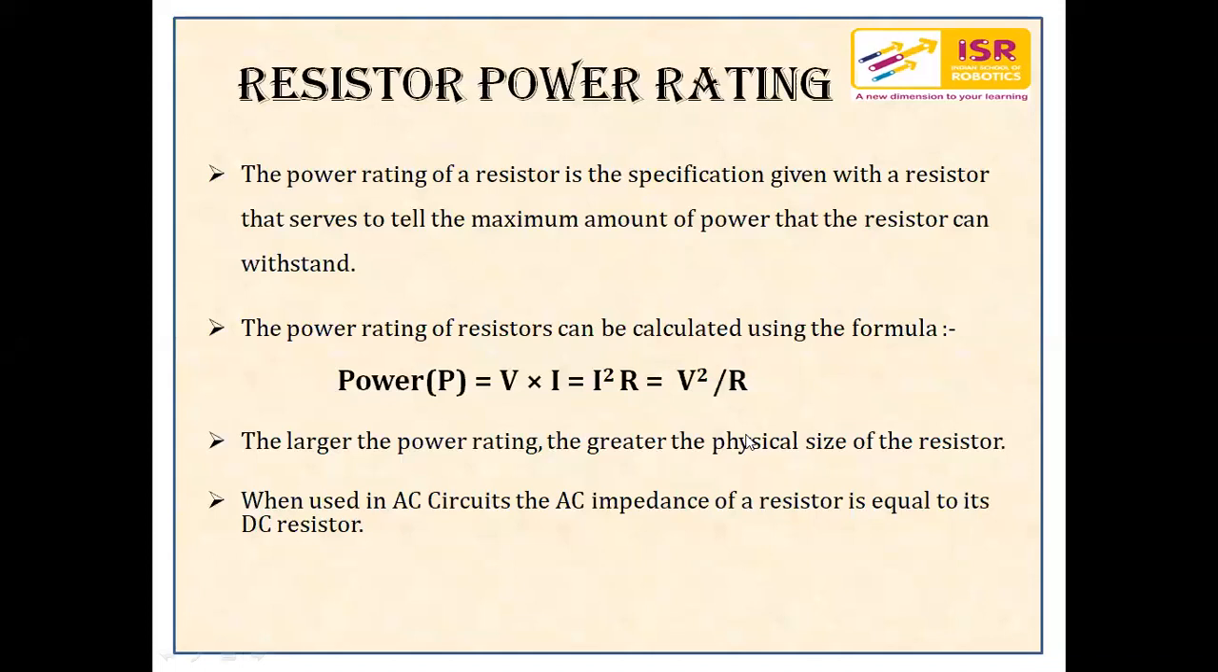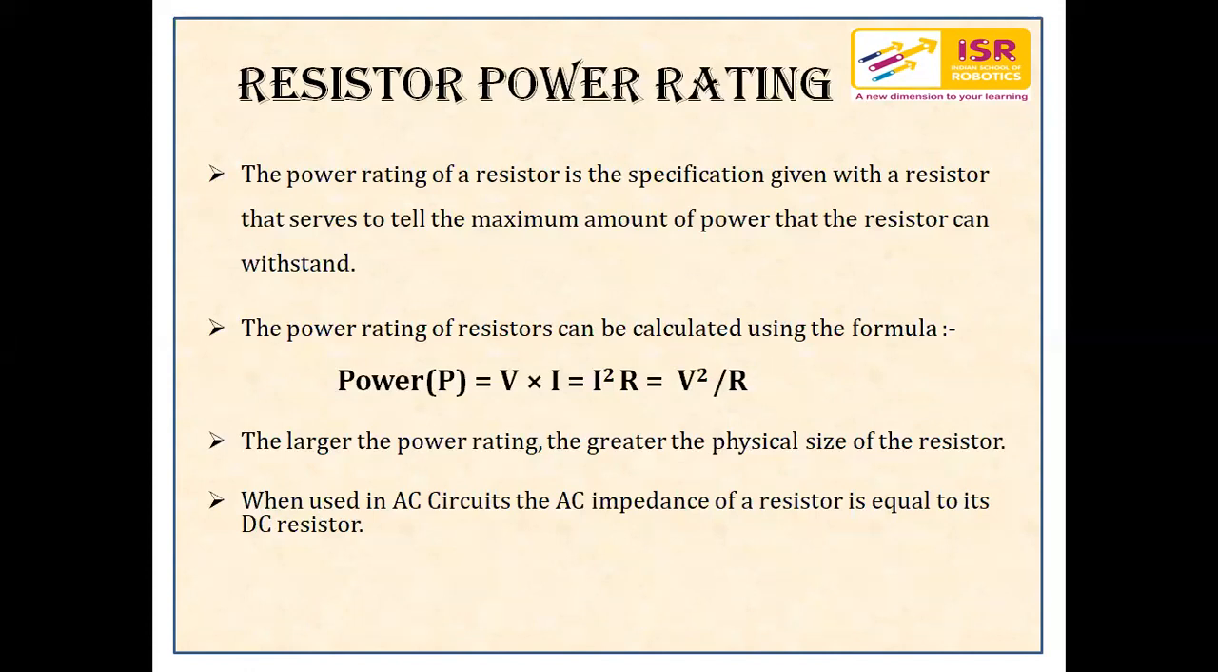Next is resistor power rating. The power rating of a resistor is the specification given with the resistor that serves to tell the maximum amount of power that the resistor can withstand. That means it tells you how much maximum power you can give to your resistor so that it will not be damaged.